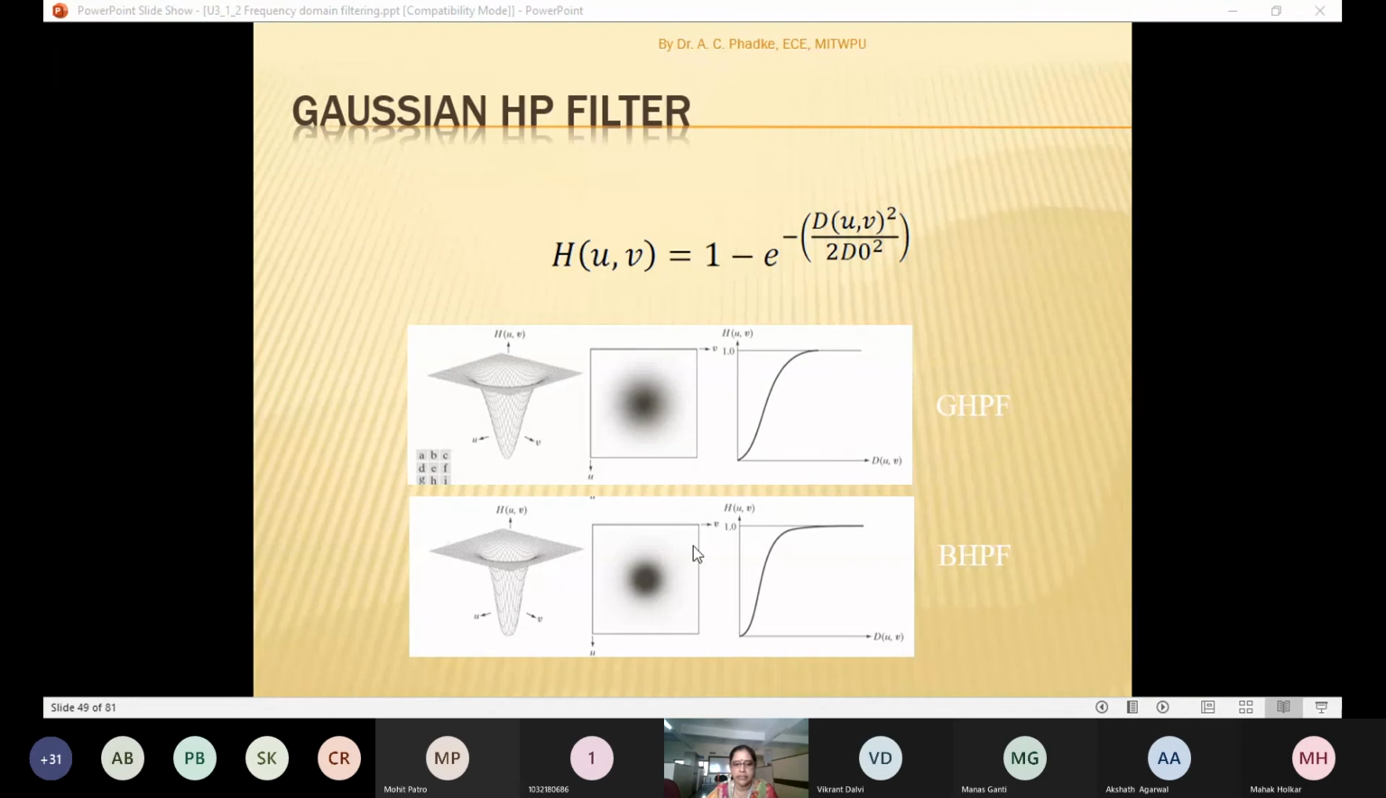So this is also a Gaussian filter but with reduced cutoff. The width of the Gaussian is reduced. So this is your Gaussian high pass filter.